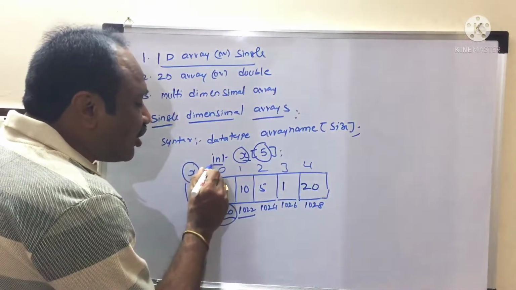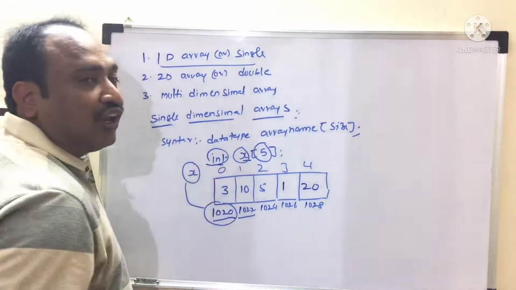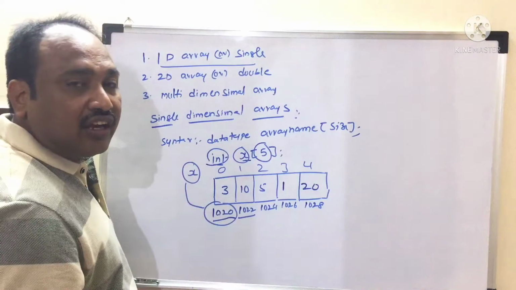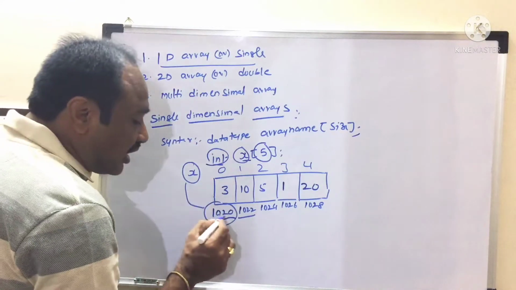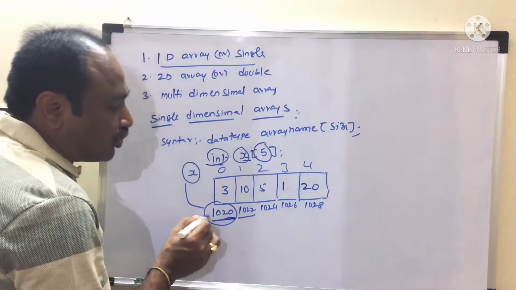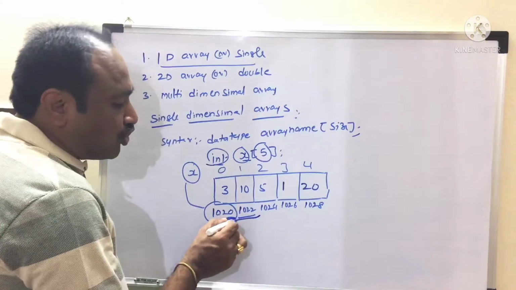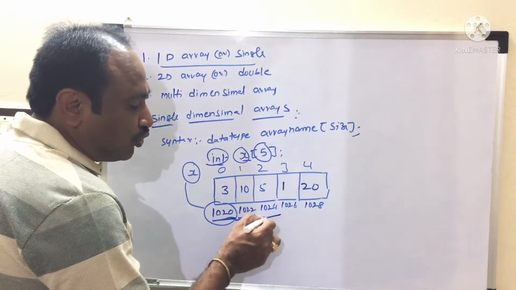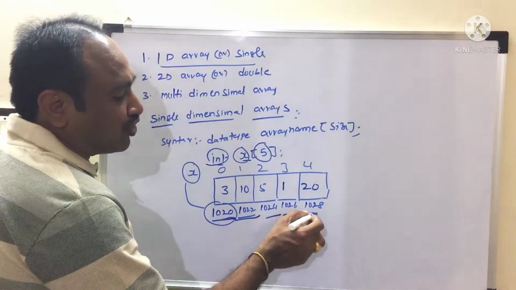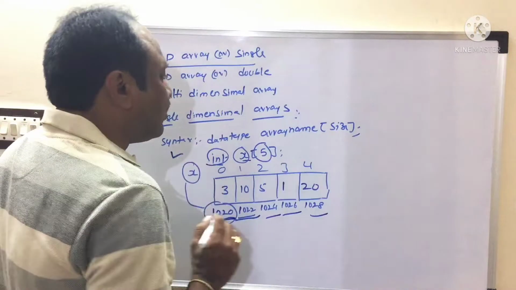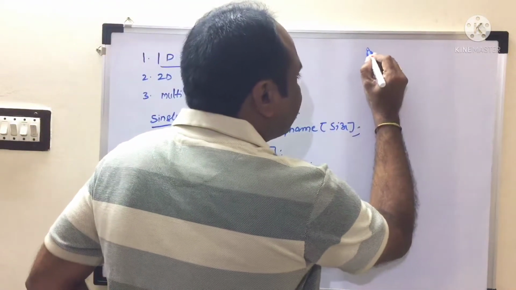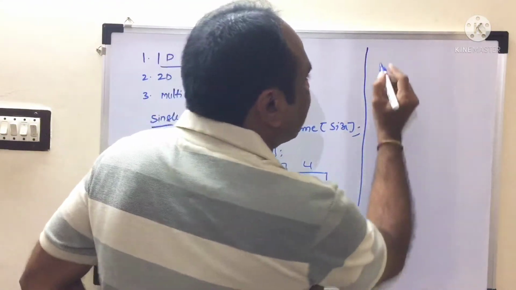Because this array is an integer array. To store a single integer, we require 2 bytes of memory. That's why the first value is stored in 1020, next value 1022, next value 1024, next value 1026, next value 1028. This is regarding integer one-dimensional arrays. Next I will explain float one-dimensional arrays.